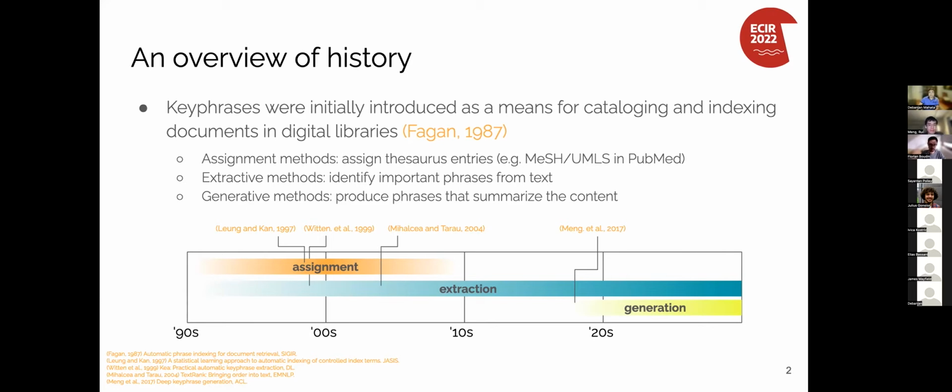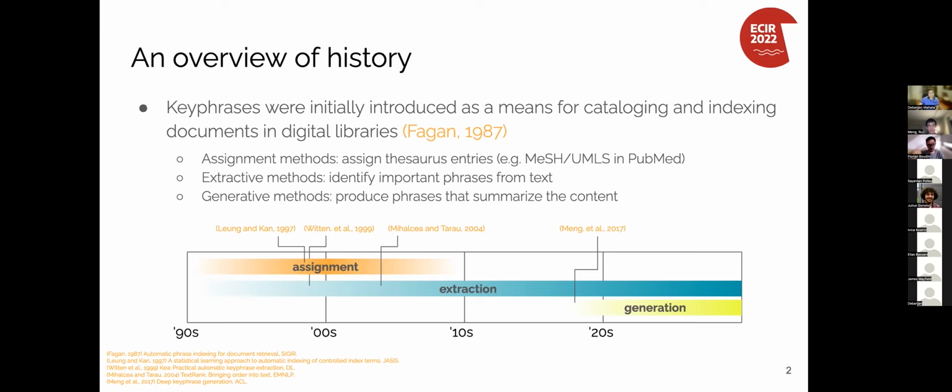Second, we have extraction methods that identify the most important words and phrases in documents. These methods became popular in the late 90s and early 2000s, with, among others, the pioneering works of Witten and colleagues on the KEA model and Mihalcea and Tarau on the TextRank model that we will see later.